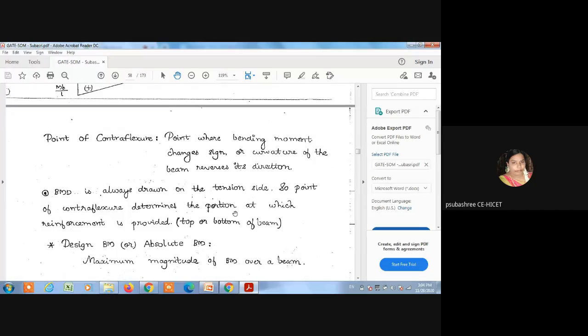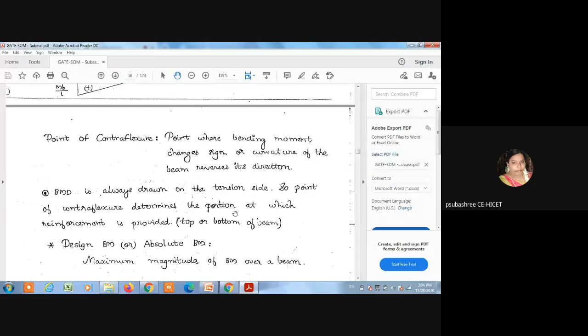Next are very important definitions. Point of contraflexure, this is very important. The point of contraflexure is the point where the bending moment changes sign, or the curvature of the beam reverses its direction. So the bending moment changes in sign. This point is also called the point of contraflexure.